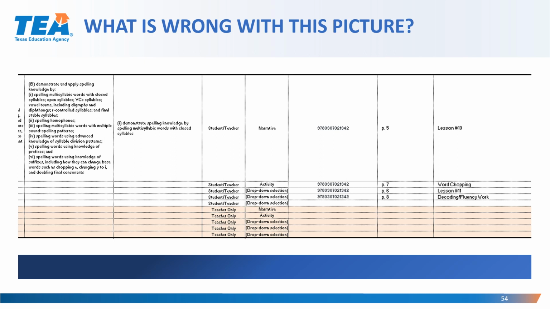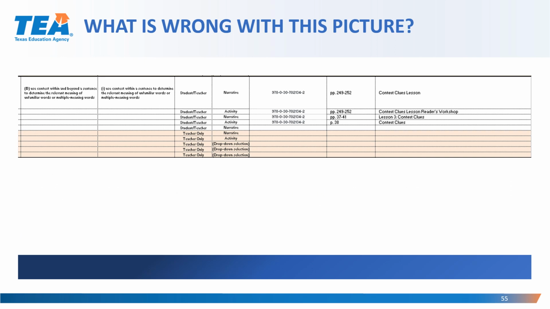What's wrong with this picture? Oops, the publisher didn't select a citation type for these two citations. What's wrong with this one? Oh no, there are not supposed to be dashes in your ISBNs.